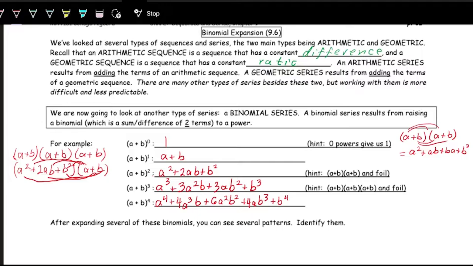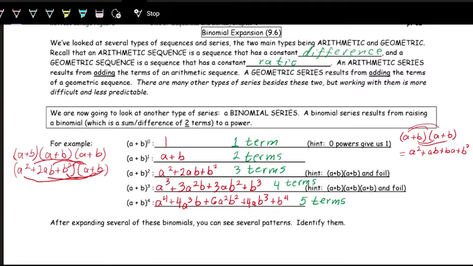And so when we take a look at what's happening here, there are some patterns that we can recognize. First off, let's count the number of terms. Comparing each of these, the first one is one term. The next one is two terms. The next one is three terms. The next one is four terms. And the last one is five terms.